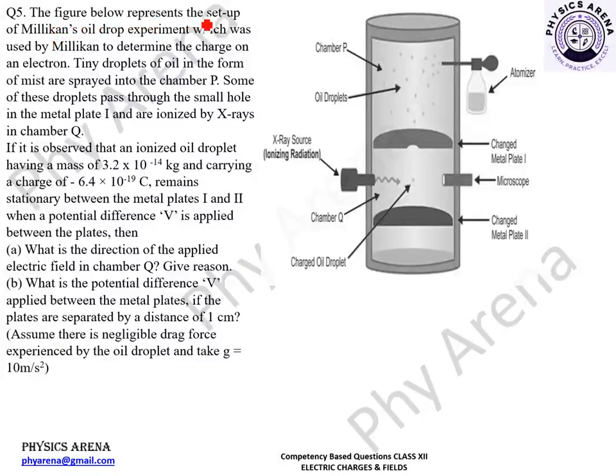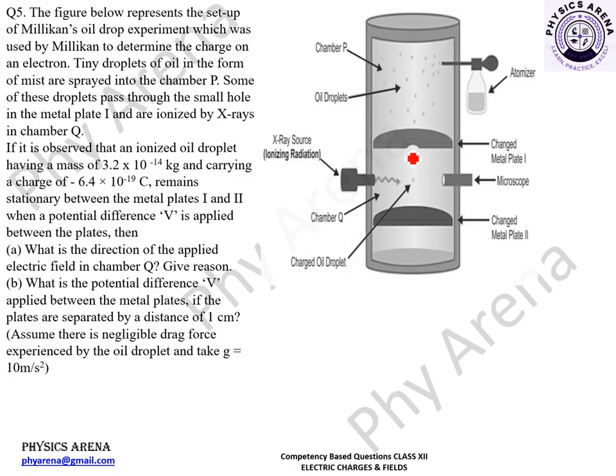The figure below represents the setup of Millikan's oil drop experiment, which was used by Millikan to determine the charge on an electron. So this is an experimental setup that is given to us. In this, tiny droplets of oil in the form of mist are sprayed into chamber P. So here we are having some tiny droplets in the form of mist. And these droplets move downwards.